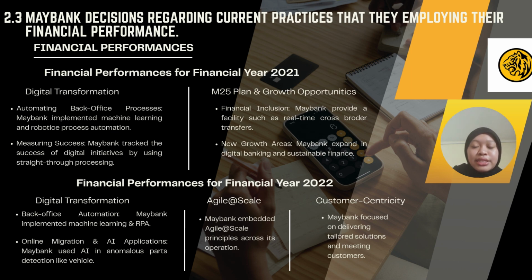Second, Agile at scale. The bank introduced Agile at scale principles throughout its operations to boost flexibility and accelerate value creation in a fast-changing environment. Third, customer centricity. Maybank prioritized tailored solutions designed to meet evolving customer expectations. Its strategy emphasizes being present where the customers are, reflecting a deep commitment to adaptability and personalization.